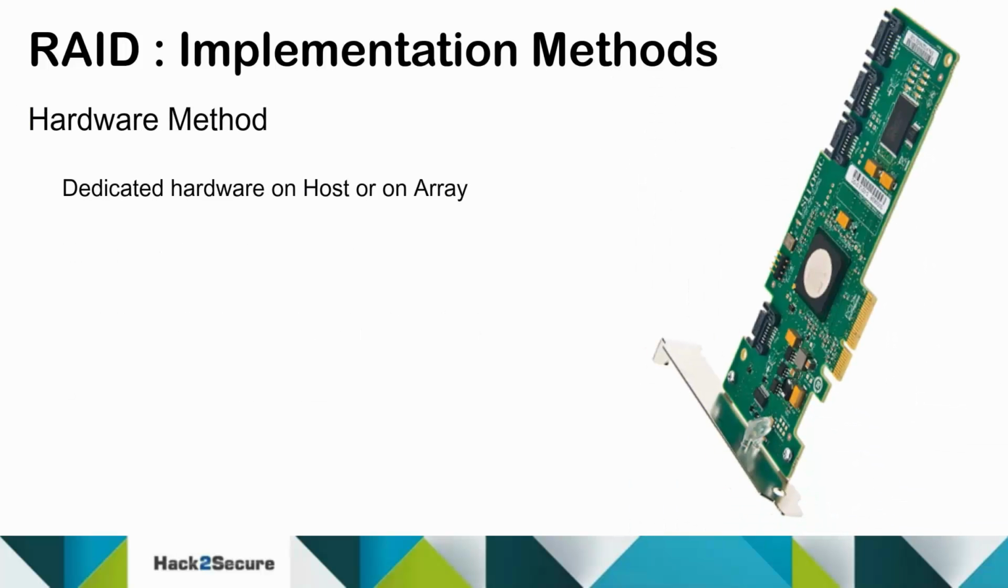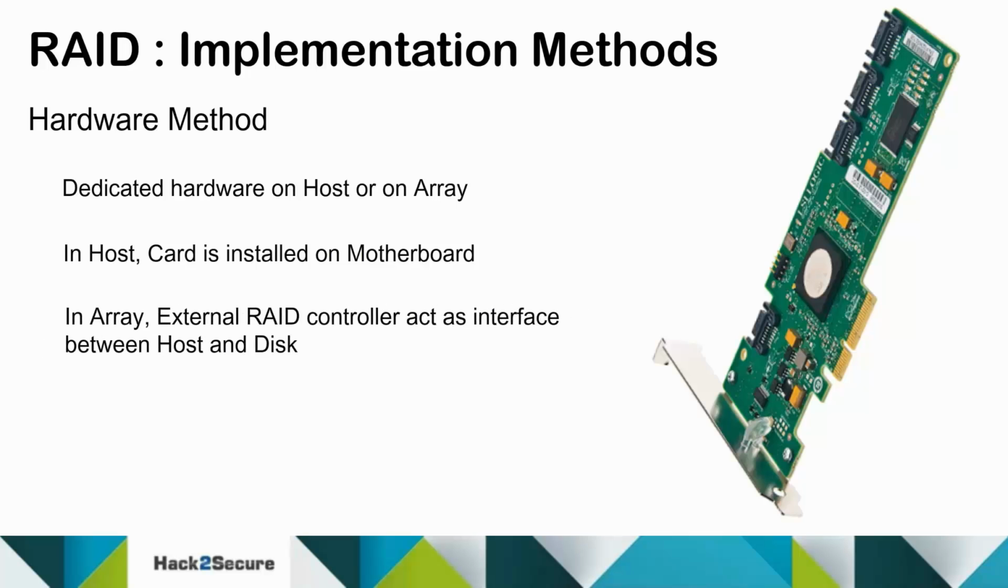Hardware RAID uses a specialized hardware controller either on the host or on the array. In host-based implementation, a controller card is installed on the host or on the motherboard itself. Disk drives are connected to these controllers. On the other hand, in an external array-based implementation, an external RAID controller acts as an interface between the host and disks. So, here the RAID controller presents storage volumes to the host, and the host manages these volumes as physical drives.